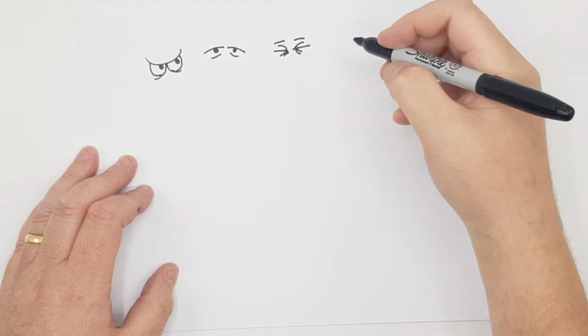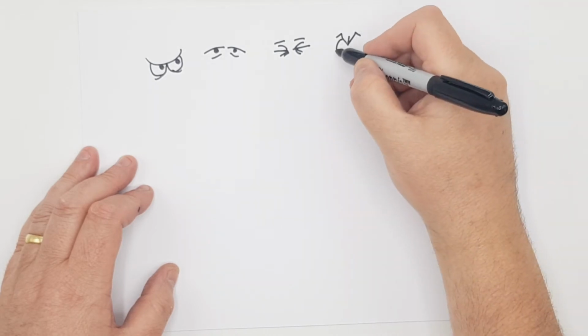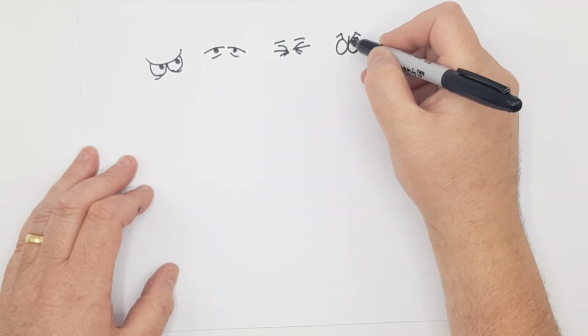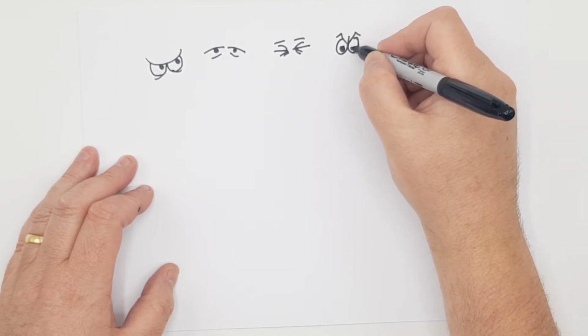And we just keep going. Use the eyebrows as well to create that effect of scrunching your eyebrows down in anger.